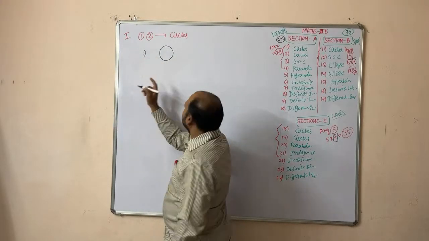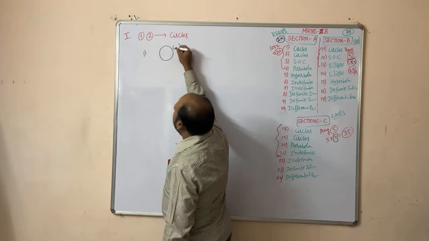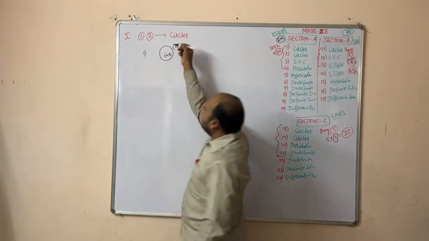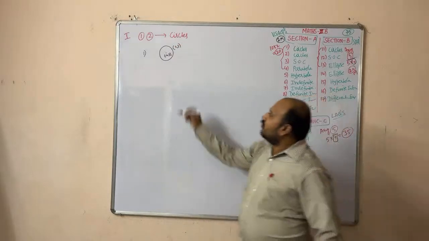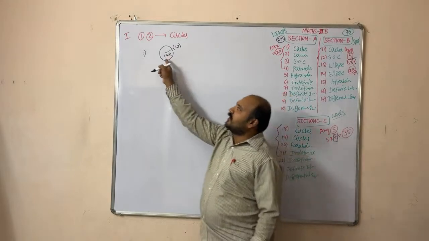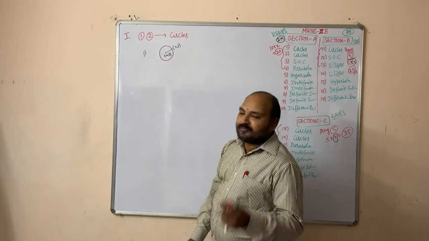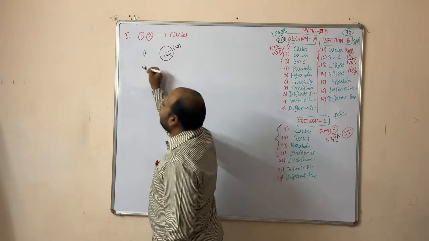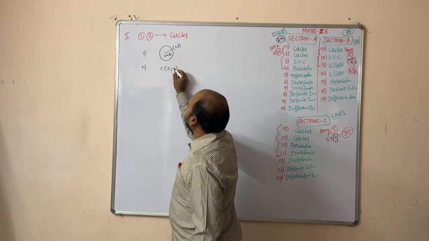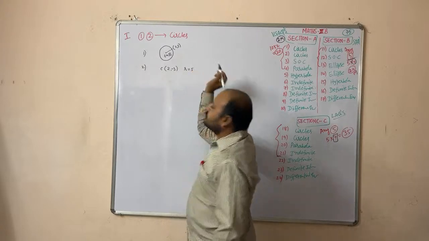Possibilities I am telling you, dear students. Find the equation of the circle passing through (2, 3) whose center is at (-4, 3), like these questions. Find the equation of the circle passing through a point and whose center is at a point. Next, a second direct question: find the equation of the circle whose center is (2, -3) and radius is 5 units.